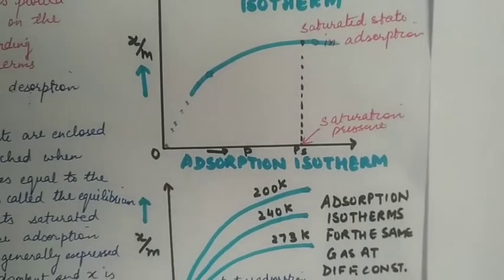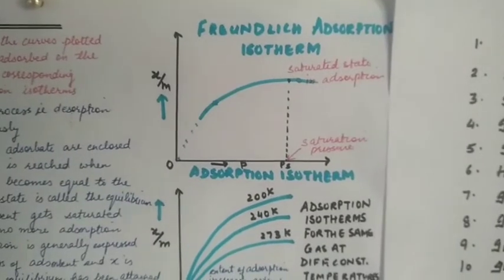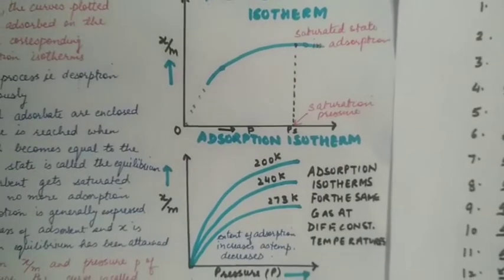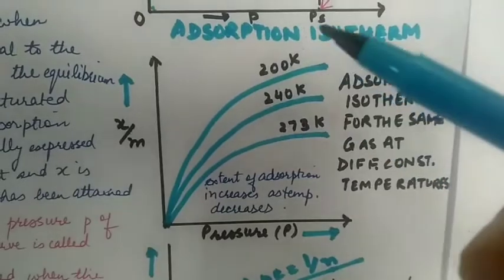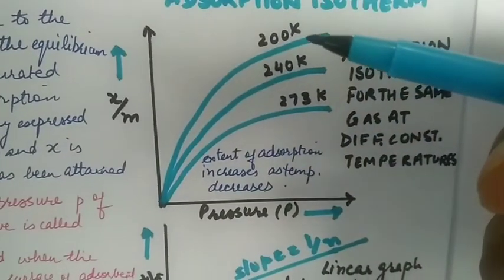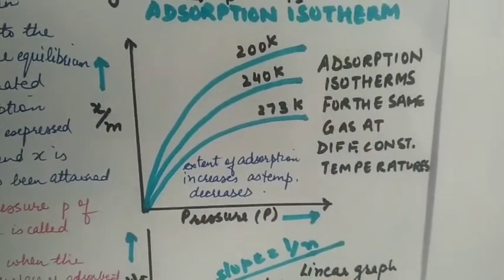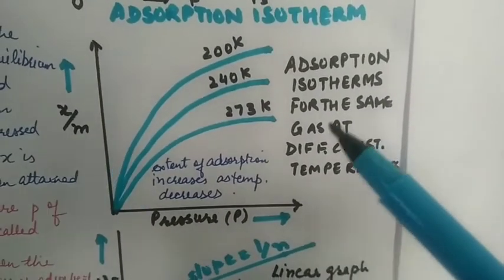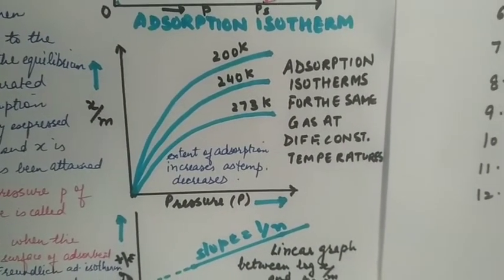There are two adsorption isotherms that are studied. One is the Freundlich adsorption isotherm and the other is the Langmuir adsorption isotherm. You also see that these are the adsorption isotherms plotted for different temperatures, that as there is a decrease in temperature, the extent of adsorption increases. So this graph shows adsorption isotherms for the same gas at different constant temperatures.